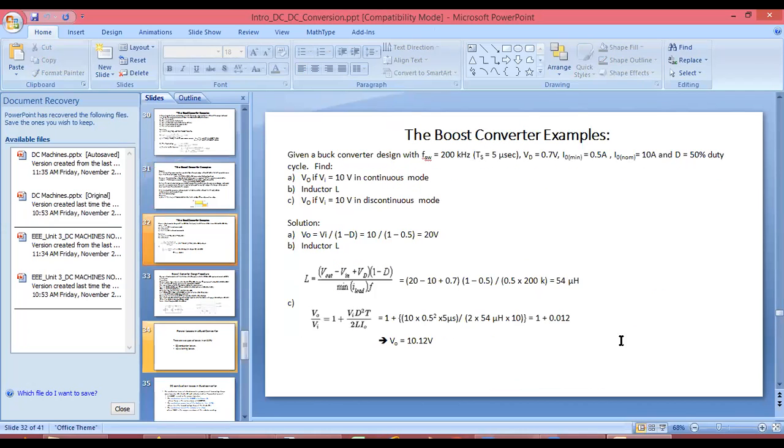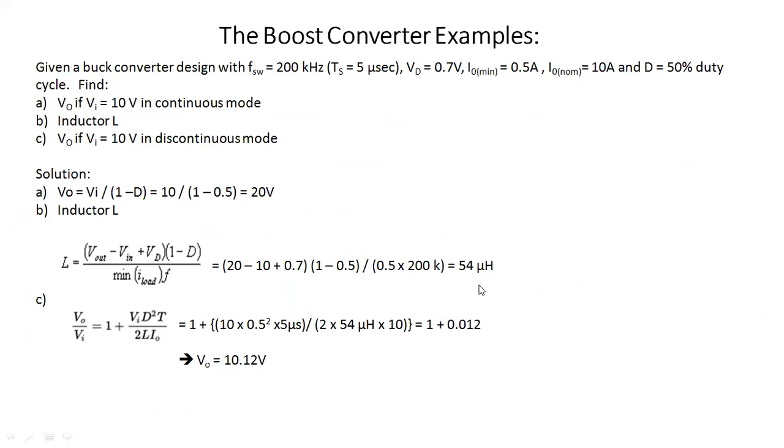Here you are supposed to find the output. We are having the formula VO equal to Vi upon 1 minus D. You can put the values, you will get the output voltage.